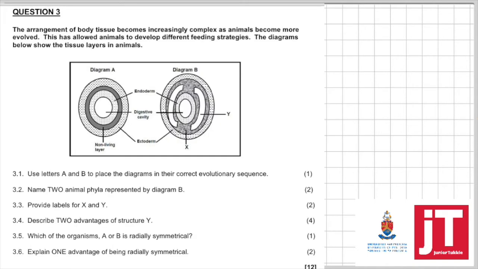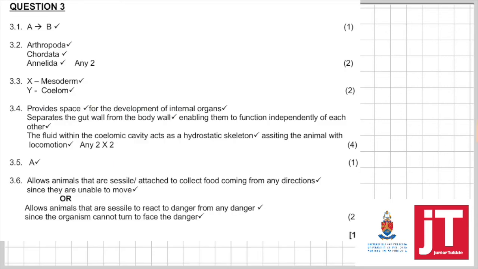And the last question, explain one advantage of an organism being radially symmetrical. Now, there are 2 possible answers. If the organism is radially symmetrical, that means the organism is sessile or stationary. And if it's radially symmetrical, the organism can get food from all directions because this organism cannot move. The other one is because the organism is stationary, this organism can react to danger and can actually face the danger and protect itself.